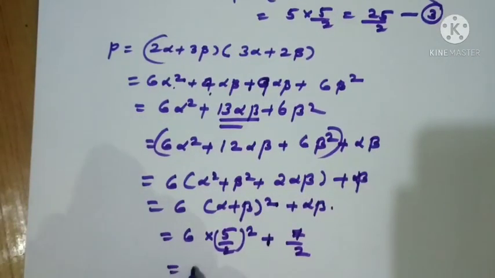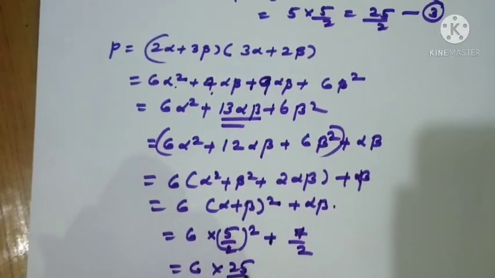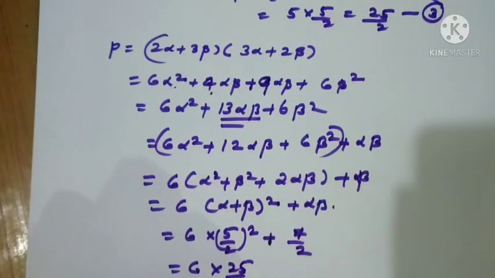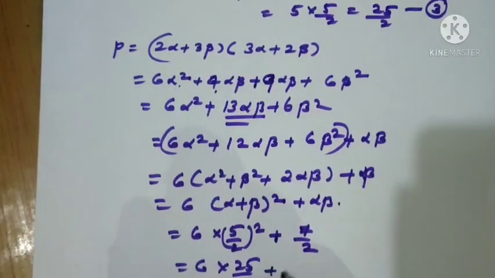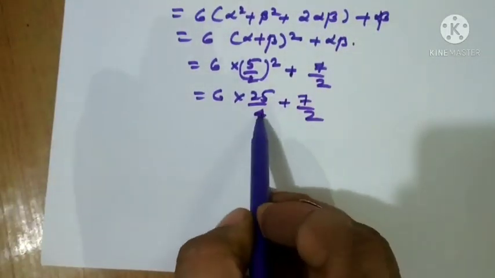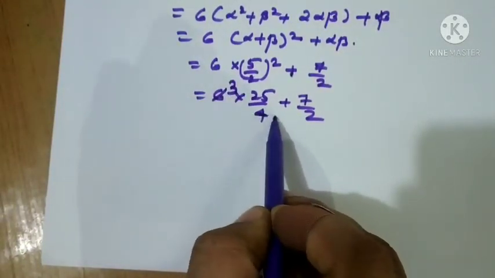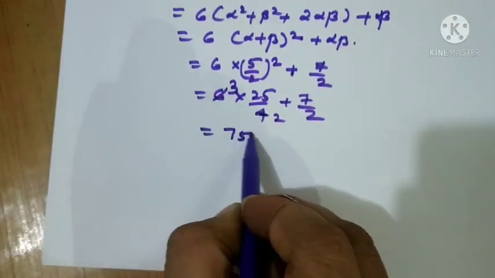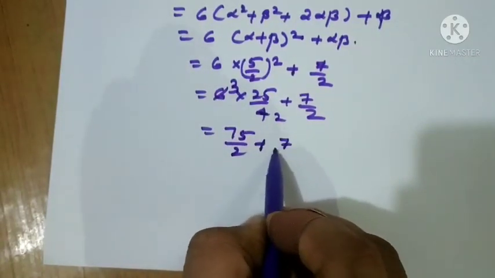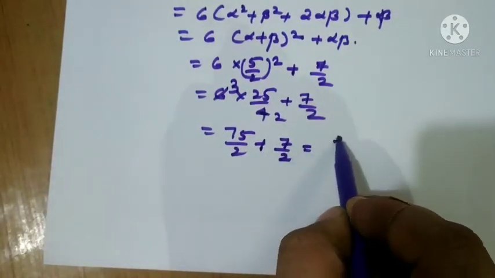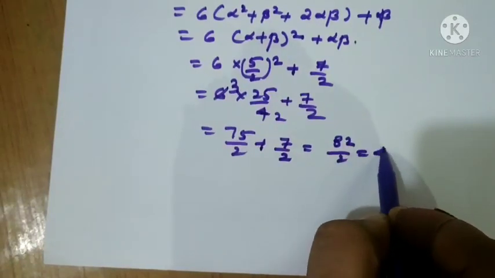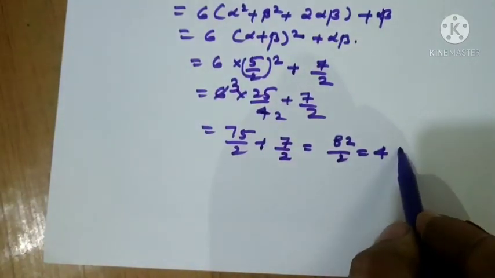So we can write 6 into 25 by 4 plus 7 by 2. 6 and 4: 2 threes, 2 twos. So 75 by 2 plus 7 by 2 equal to 41. This is the product of the zeros, and that was the sum of the zeros.